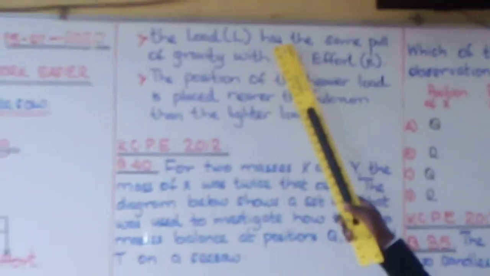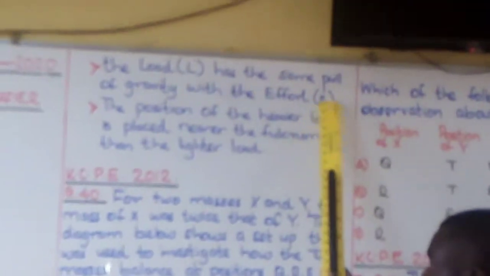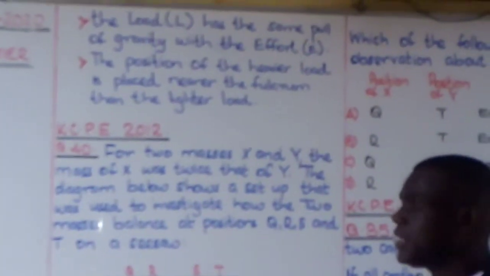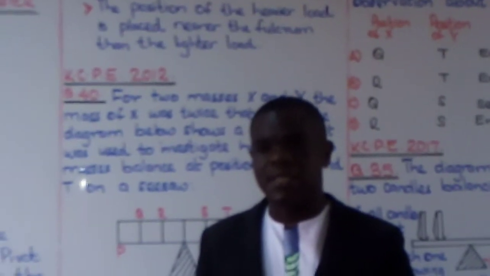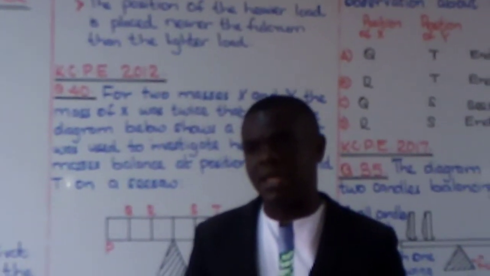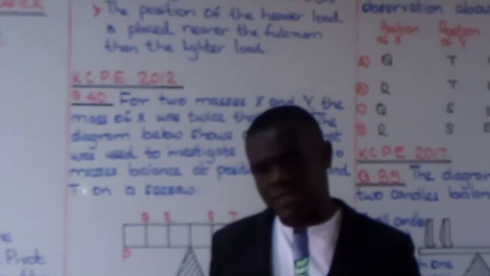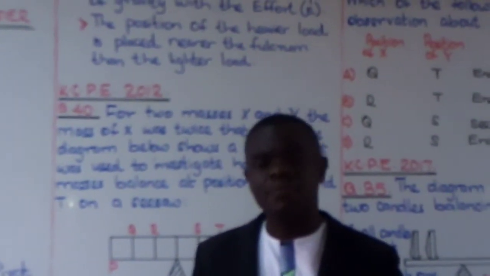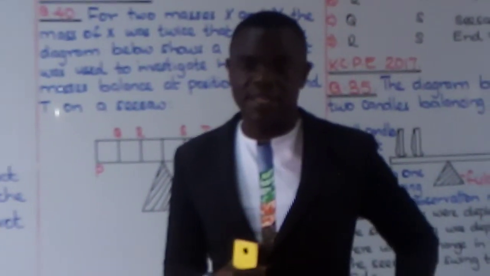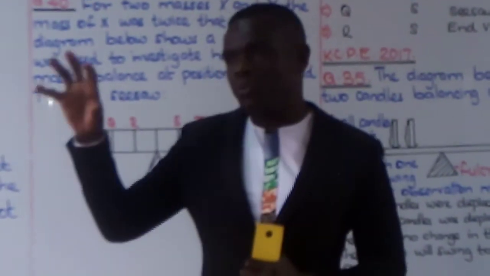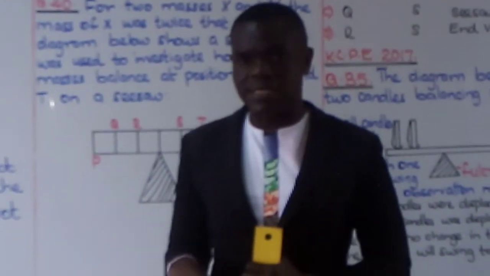Number 2, when the load has the same pull of gravity with the effort E. Pull of gravity. What is pull of gravity? Weight is the pull of gravity on a substance. So when they have the same mass, they'll have the same weight. And that would be the pull of gravity on a substance, and that is weight. Remember, mass is the amount of matter contained in a substance. That is mass. That's how we describe mass. But weight is the pull of gravity on a substance, on matter itself.